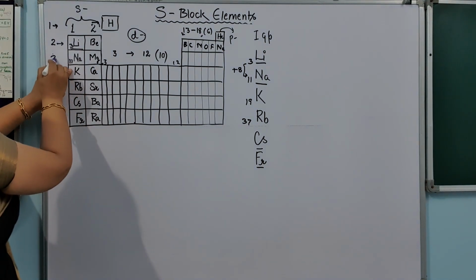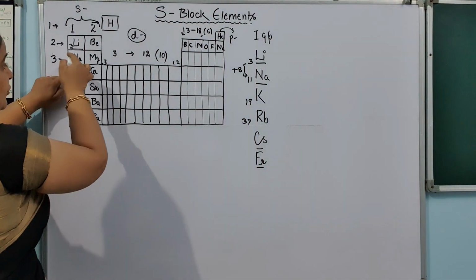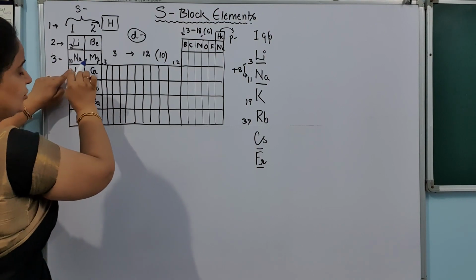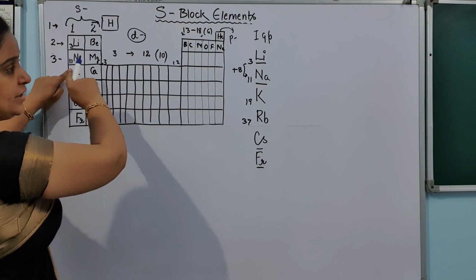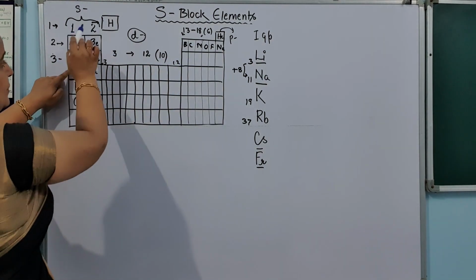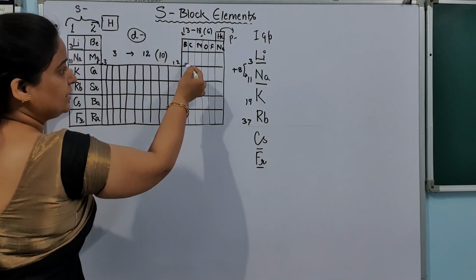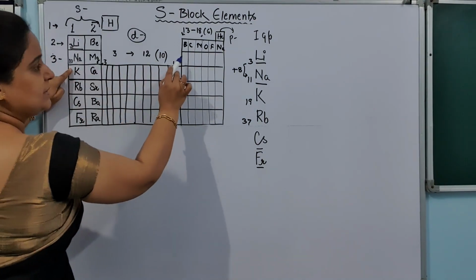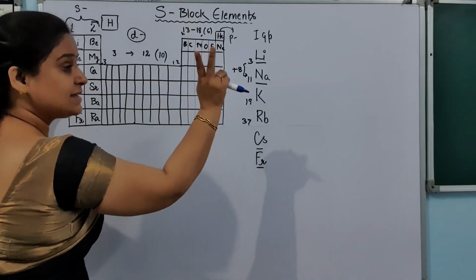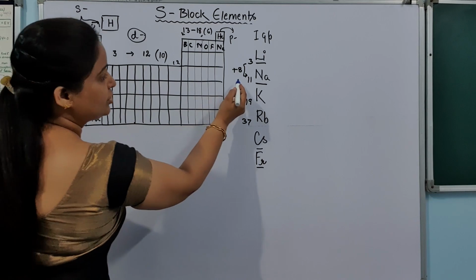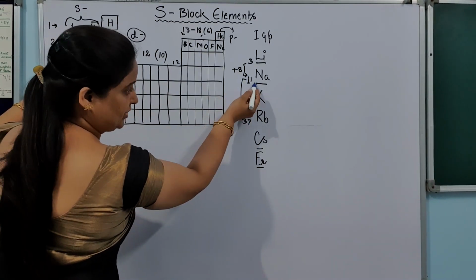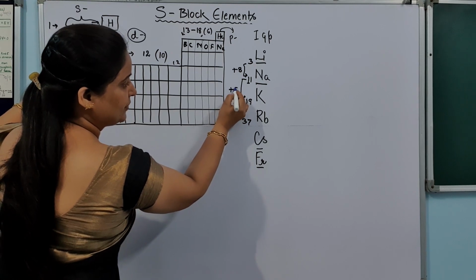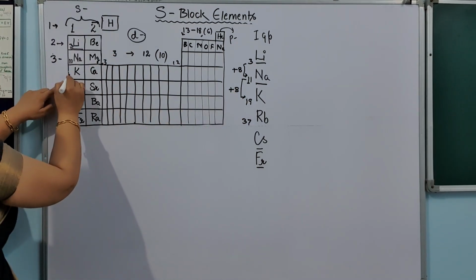But because sodium is a member of the third period, before reaching potassium we have to complete this third period. And in the third period, how many groups are there? Let's see. First group, second group, and 13 to 18 groups. So 2 plus 6, that is a difference of 8 again. If you add 8 to the atomic number of sodium, you will get the atomic number of potassium. So what is that? 19.